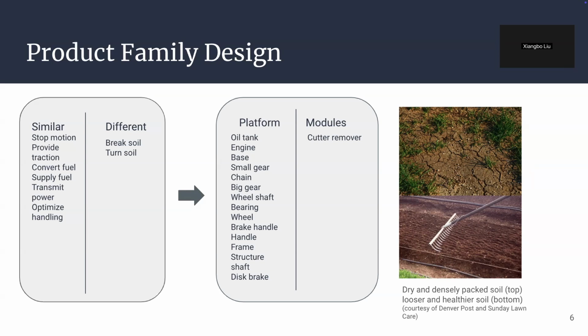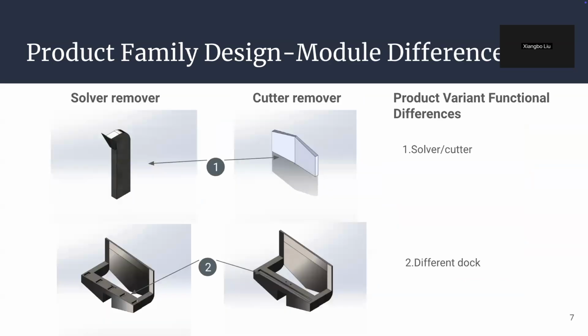One member of our product family will be for breaking and turning dry and rough soil full of unwanted weeds, and the other member of the family will be for breaking and turning looser and healthier soil. To do this, we will make the cutter and remover a modular component. Using the function component mapping matrix, we identified the module part that drives the differences between the varieties.